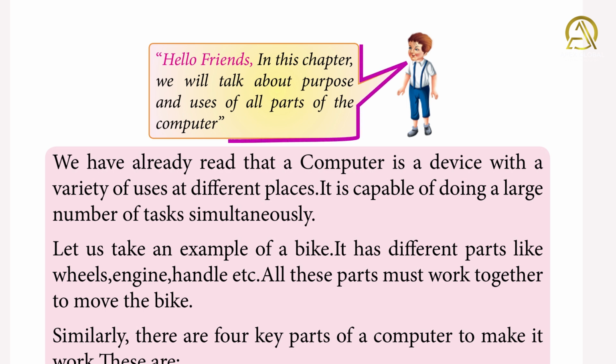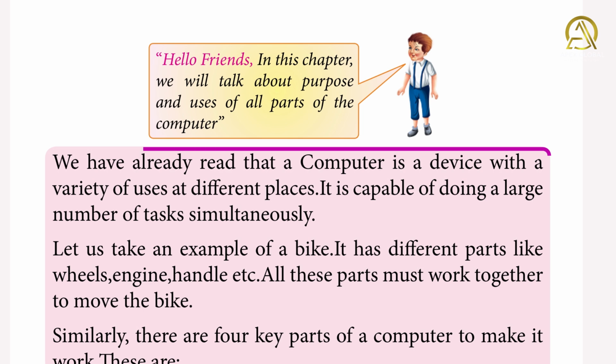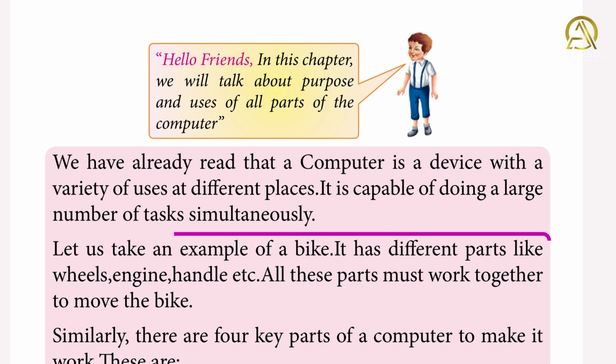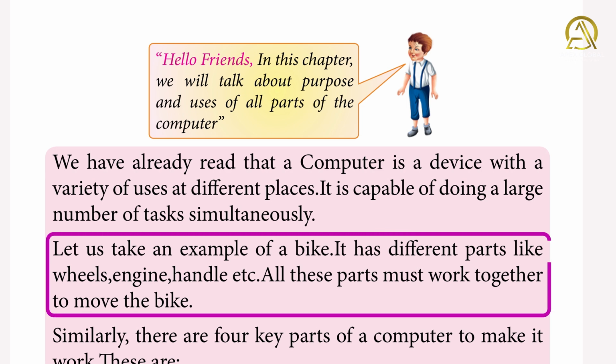Hello friends. In this chapter, we will talk about purpose and uses of all parts of the computer. We have already read that a computer is a device with a variety of uses at different places. It is capable of doing a large number of tasks simultaneously. Let us take an example of a bike. It has different parts like wheels, engines, handle, etc. All these parts must work together to move the bike.